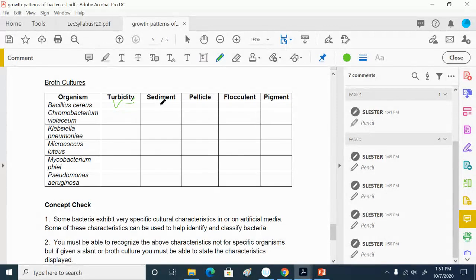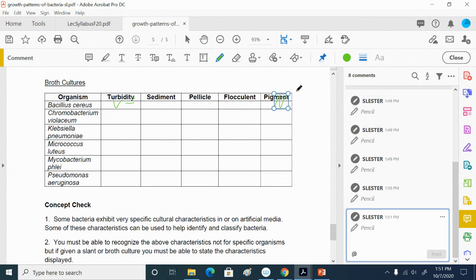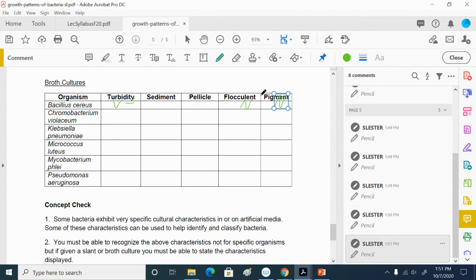Yes, there's sediment, no pellicle, no flocculent, no pigment. No, no, no. Yes, but it won't let me make a Y. Chromobacterium, yes to turbidity.